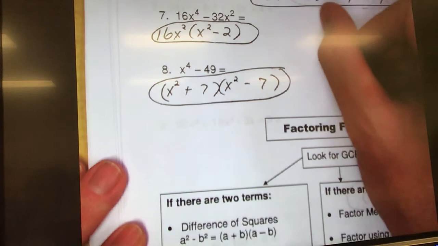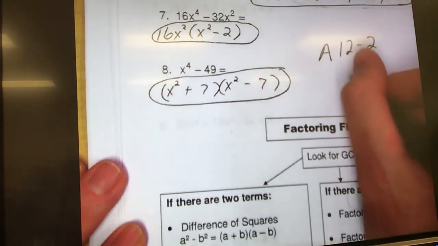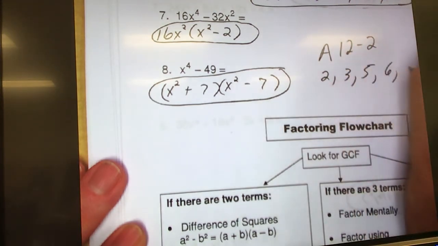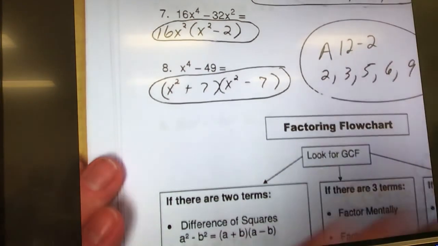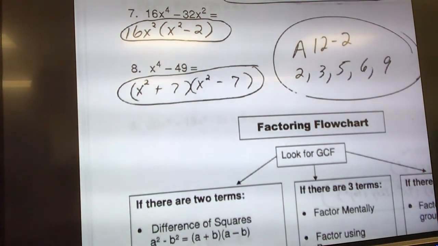You're going to be doing 12-2. You're doing numbers 2, 3, 5, 6, and 9. When you're done, turn it in on the desk. That concludes notes for 12-2.